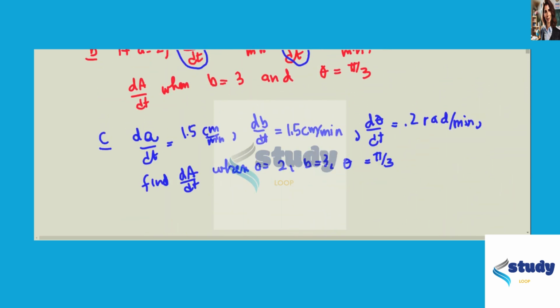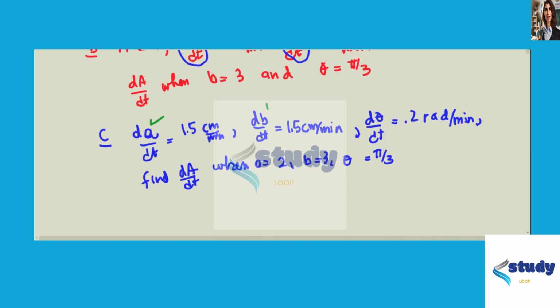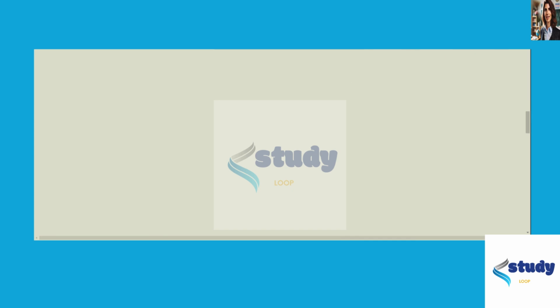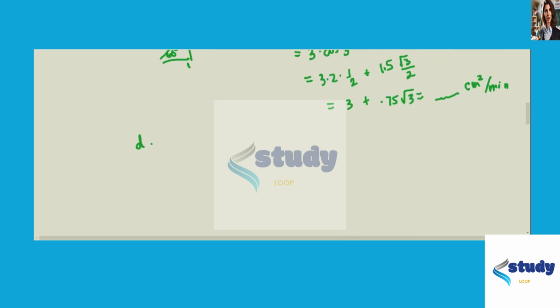All right, now in the third one, A is changing, B is changing, theta is changing. So they're all getting bigger, and they just keep getting bigger, and then let's find dA dt. So we have dA dt was something, dB dt was something, d theta dt was something, and we want to find dA dt when they have to tell us what A is, what B is, and what theta is.